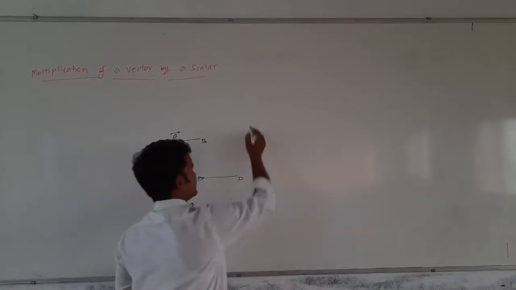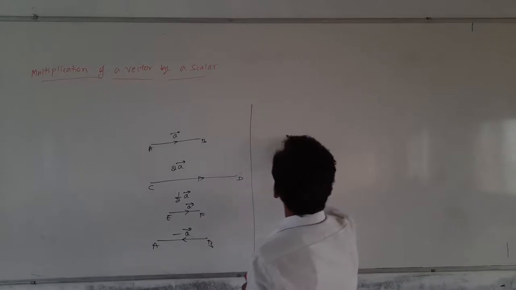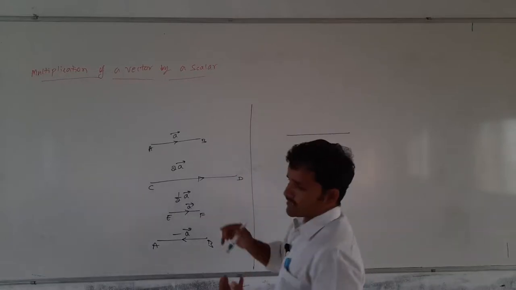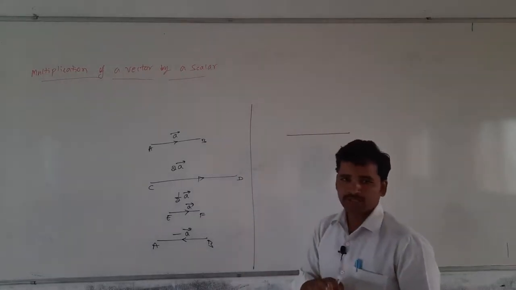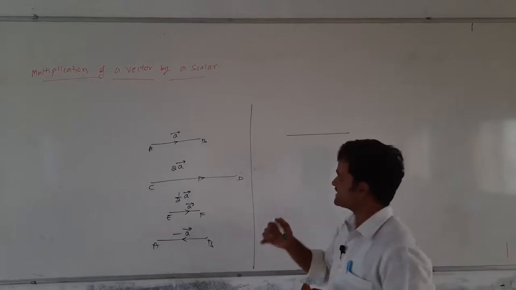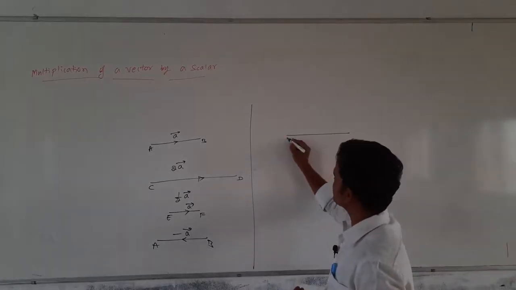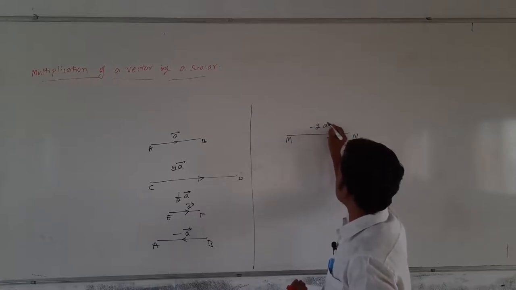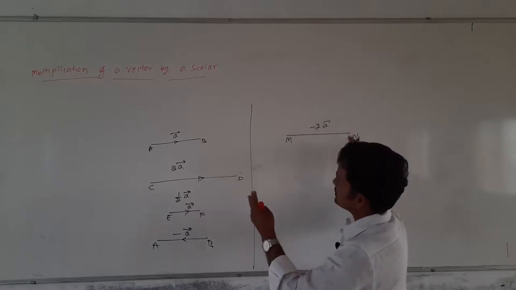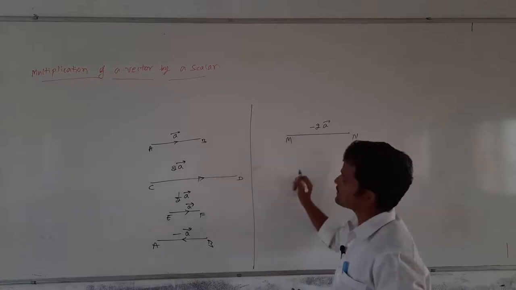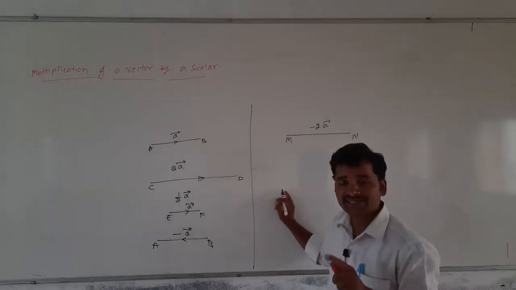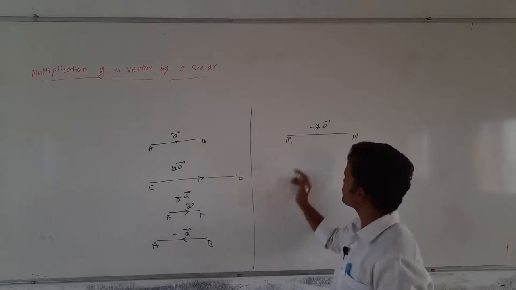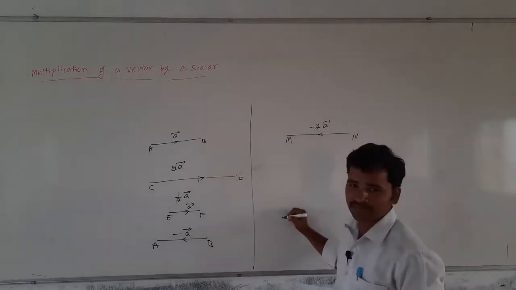Yes, we can check. If you multiply with minus 2, you are multiplying with 2 there, so its length increases. Let me take this as MN, minus 2 times the vector AB, the length increases 2 times. And what about its direction? Its direction reverses because it is a negative value.